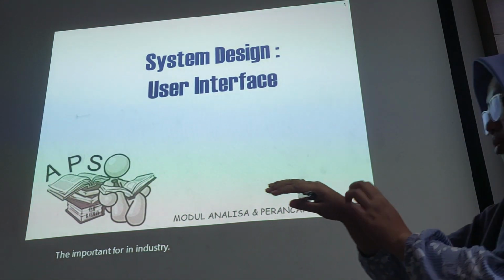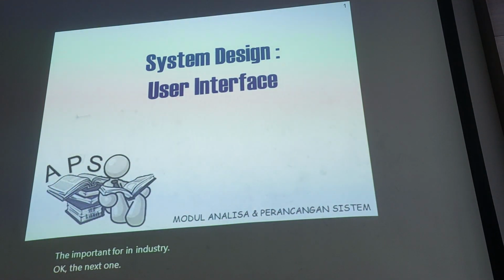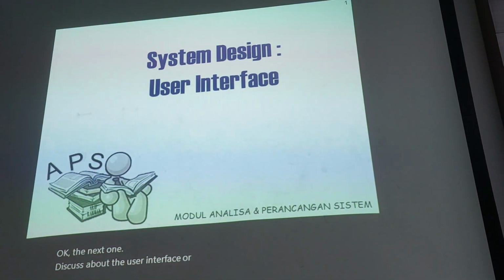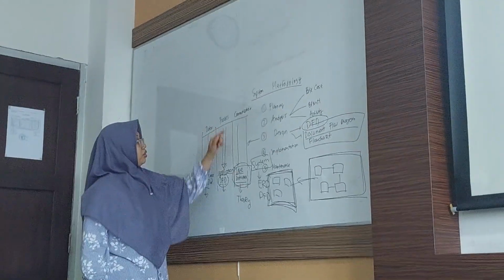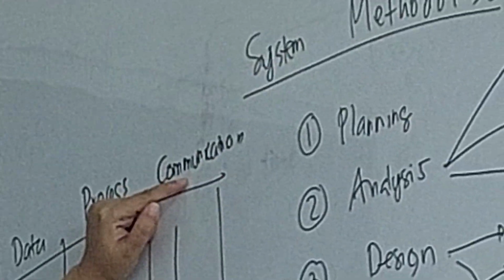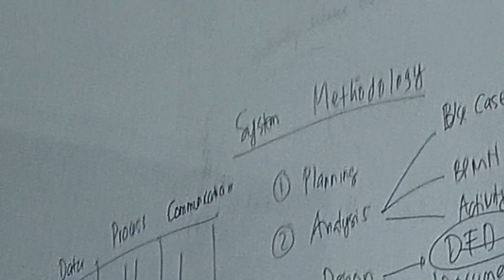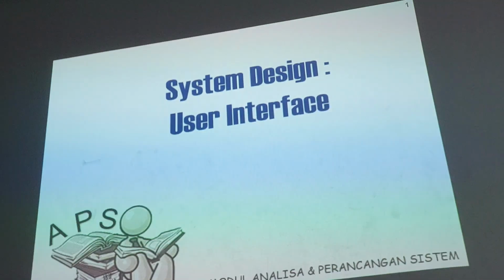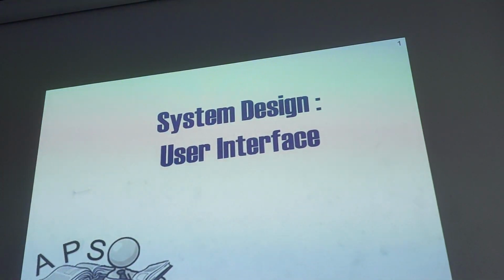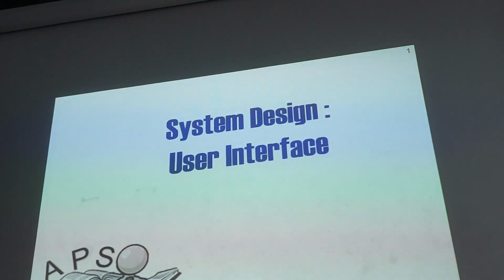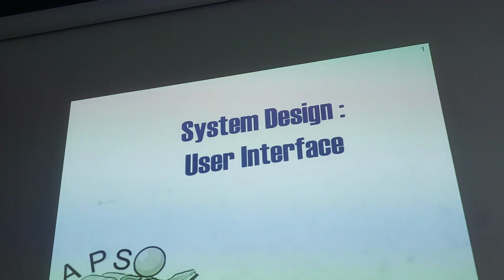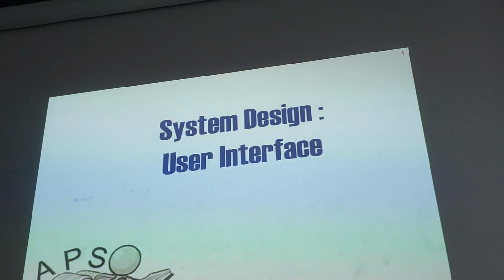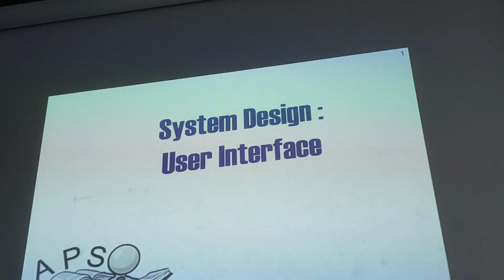Okay, the next one we discuss is the user interface. This is the third part of the information system architecture, about the communication between the stakeholder and the information system. We must develop the user interface. To develop a user interface, we may need other material for advanced study, which is ergonomics. Have you done this one? Ergonomics? No. Maybe next semester or next year.